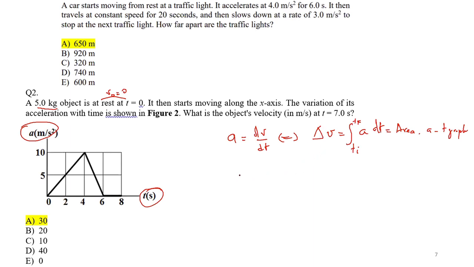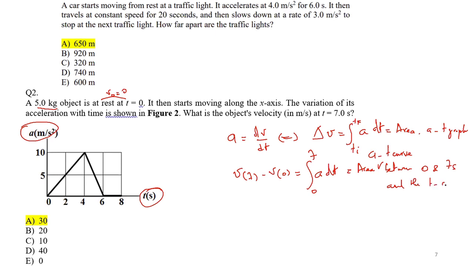So here I will have v7 minus v0 is this integral between 0 and 7 of a dt. So this is the area under the curve between 0 and 7 seconds. Area of what? Of the acceleration time curve between this and the time axis. So 0 is here, 7 is somewhere here. I need this area here.